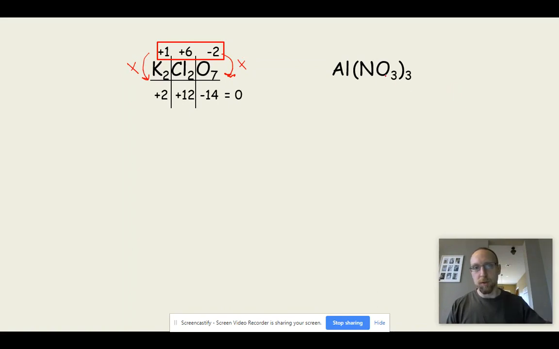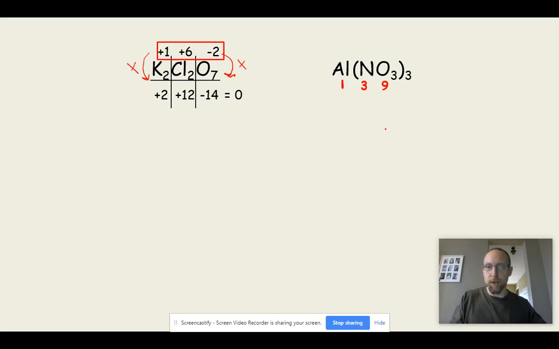there's NO3 here. So this 3 means that there are 3 NO3s. So how many oxygens are there? 3 times 3 is 9, right? How many nitrogens are on there? 3 times 1 is 3. How many aluminums are there? Well, that 3 doesn't apply to aluminum because it's not in the parentheses. So there's only 1 aluminum.